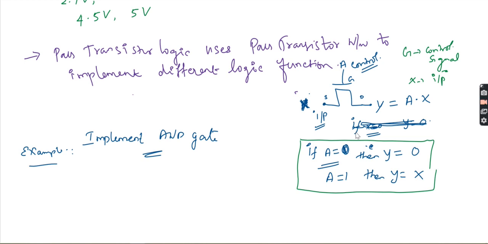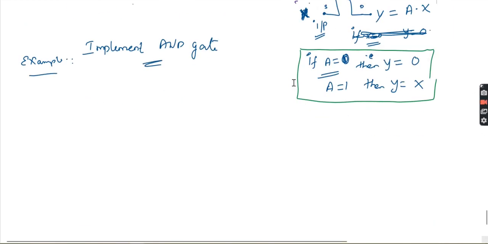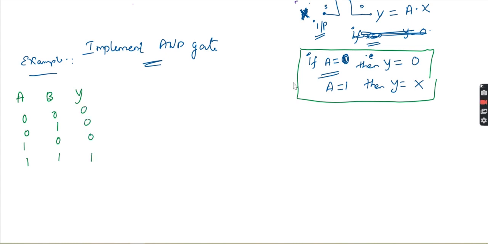For the AND gate, let me go for the truth table. A, B, then Y: 0, 0, 0; 0, 1, 0; 1, 0, 0; 1, 1, 1. This is input, and this will be your output.